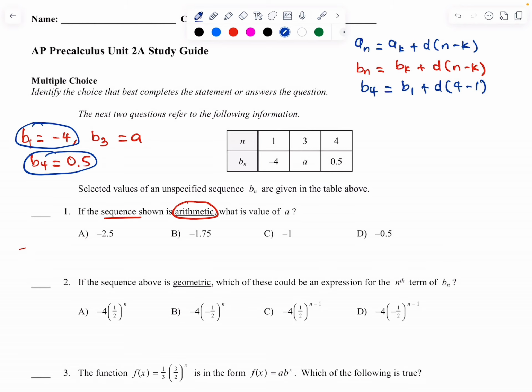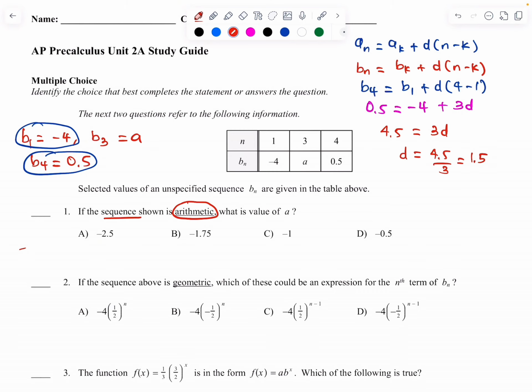If I substitute what I have from that question, I know my B4 is 0.5, which is equal to my B1, which in this case will be -4, plus 4 minus 1. 4 minus 1 will give me 3, and then I have D. Now if I solve this one-step equation real quick and add 4 to both sides, I will have 4.5 is equal to 3D. To find D, I need to divide both sides by 3. If I do that, I will have my D to be 1.5, which is the same thing as 3 divided by 2.